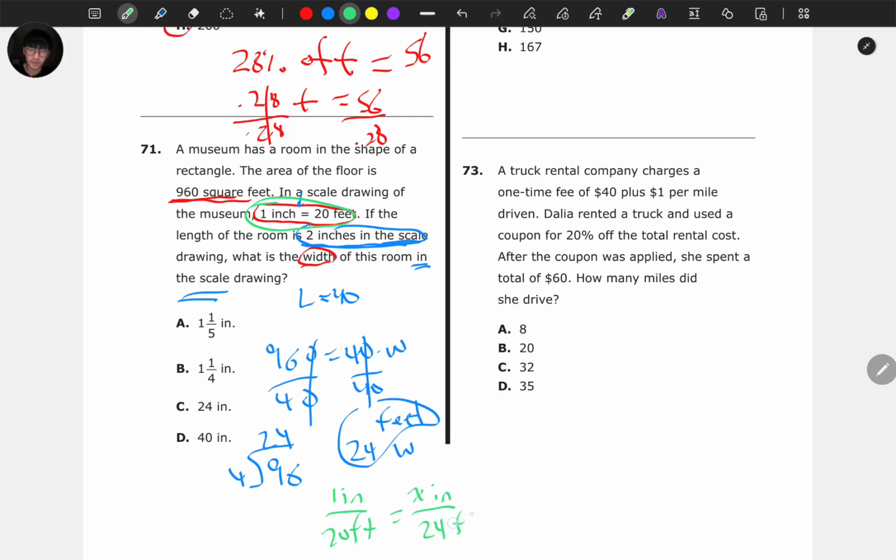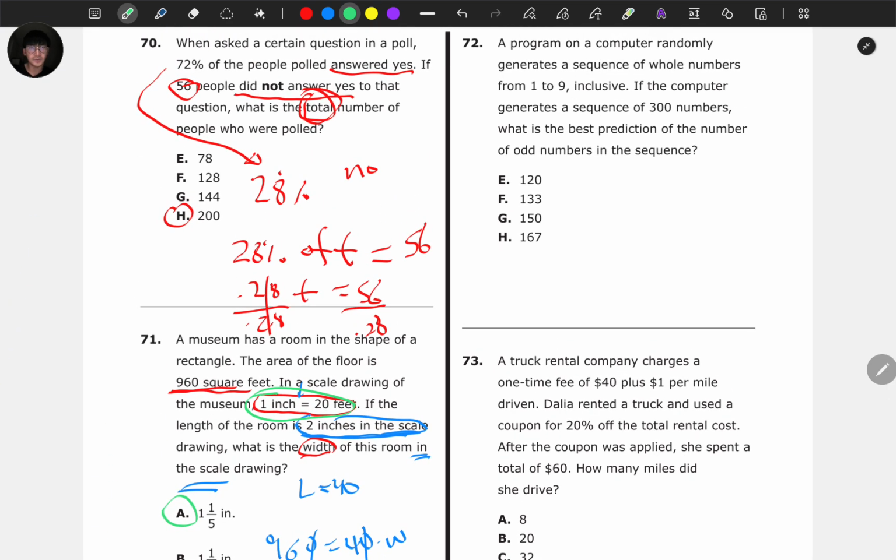Okay, 24 feet, right? And then you can cross multiply, or I'm just going to be lazy and just do this piece, multiply both sides by 24, and you get 24 over 20 is equal to X. And if you simplify that, you divide by 4 top and bottom, that's going to give you 6/5. And 6/5 is equivalent to 8. Okay, great.